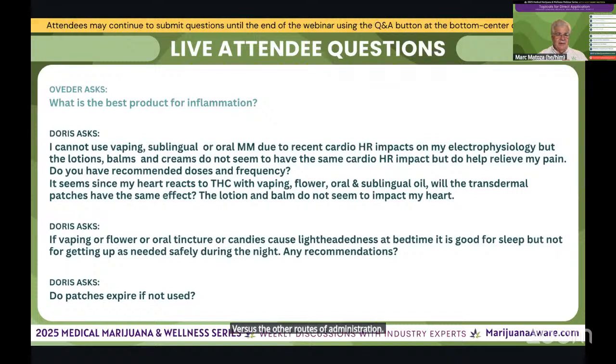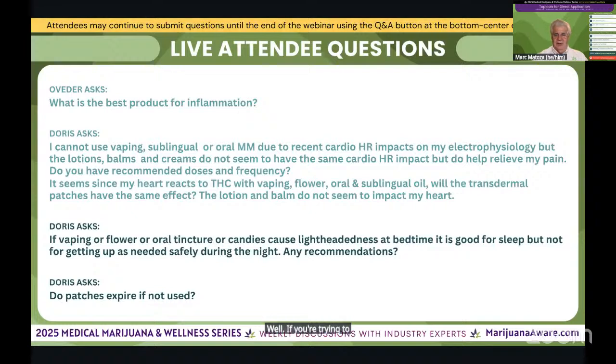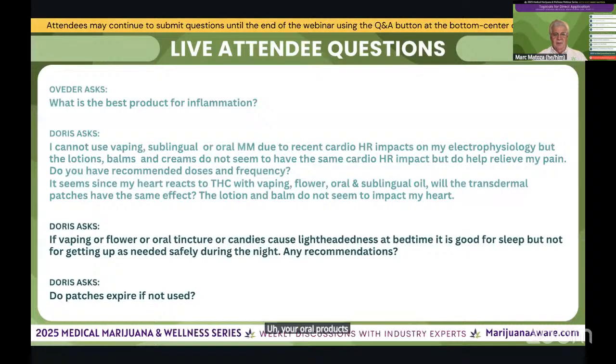Doris actually asked if vape or flower or tincture or candles cause lightheadedness at bedtime. Is it good for sleep, but not for getting up as needed safely during the night? Any recommendations? Well, if you're trying to make it through the night, you want to look at a route of administration or a way of using cannabis that will last between 4 to 10 hours. And that's typically your edibles, your oral products specifically. They're ingested into the stomach.